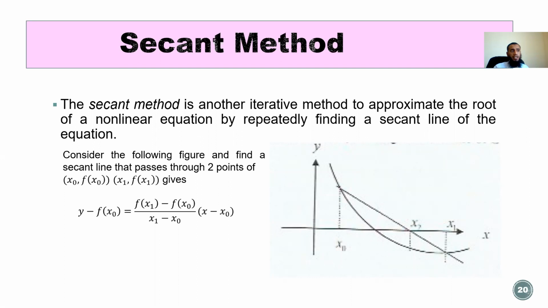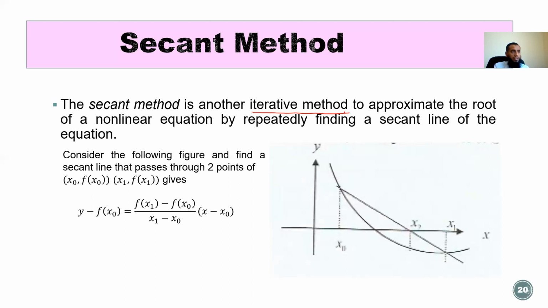The second method is another iteration method. So it is still an iteration. You need to keep doing it until you get the result, until the stopping criteria. It approximates the root of a non-linear equation by repeatedly finding a secant line of the equation.